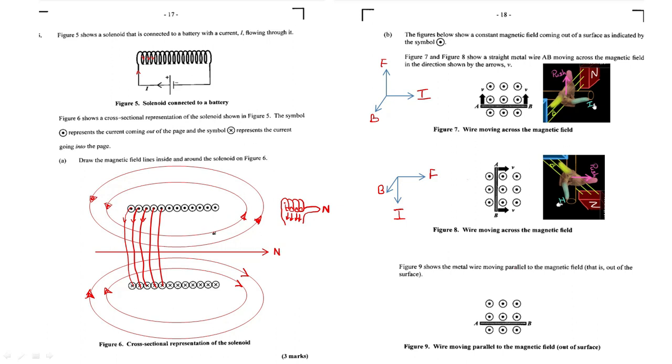Remember, once you have a magnet, the magnetic field lines always go away from the north. They always travel away from the north and they go towards the south. I'm drawing it wrong. So the arrowhead will go from the north towards the south, right? So if you complete this, it will be like this, right?